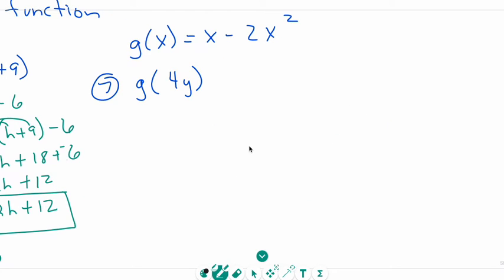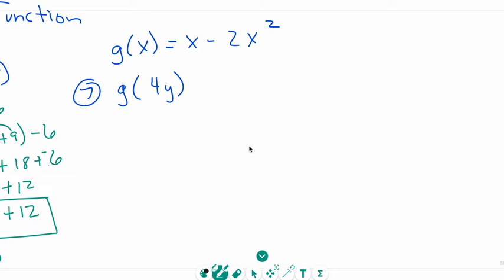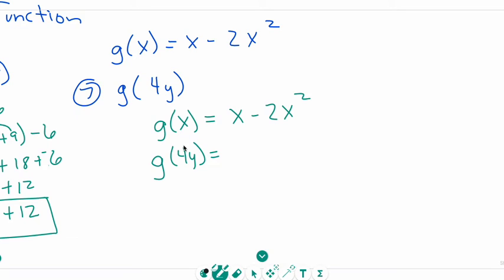All right, let's look at another function. What happens if we're working with the g function? The g function is x minus 2x squared. So I'm going to go ahead and write my function. g of x is x minus 2x squared. Now I'm going to find the value of the function when x is 4y. So everywhere I see an x, I'm going to put in 4y minus 2 times (4y) squared.